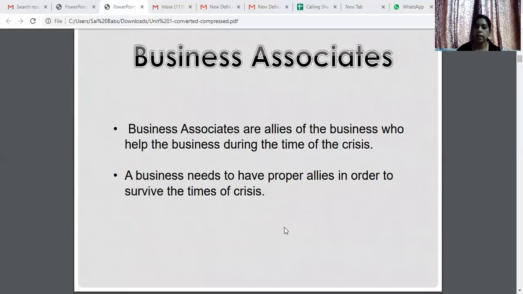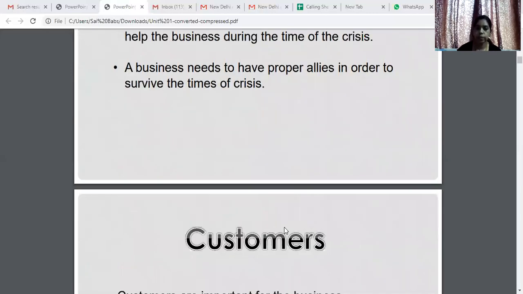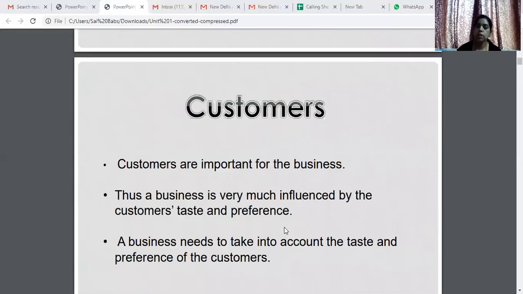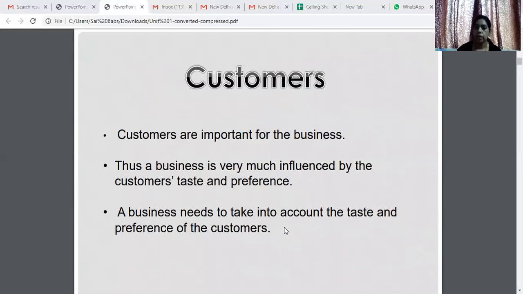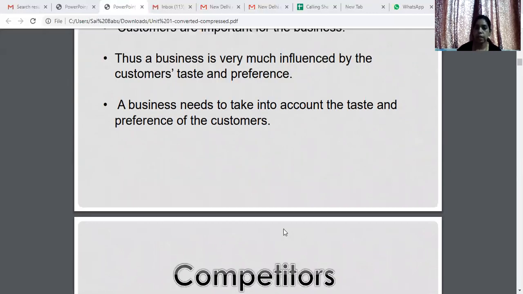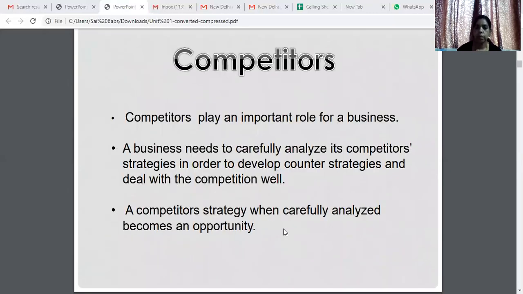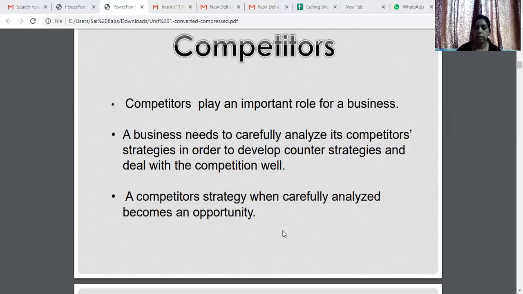Business associates, they are the allies of business who help business during the time of crisis. Then customers, they are the most important part of business, and they influence the business, their taste, their preference, their choices, the fashion. So everything matters for a firm. Then competitors play a very important role for a business. We need to carefully analyze the competitor policy or the strategy for understanding the market.